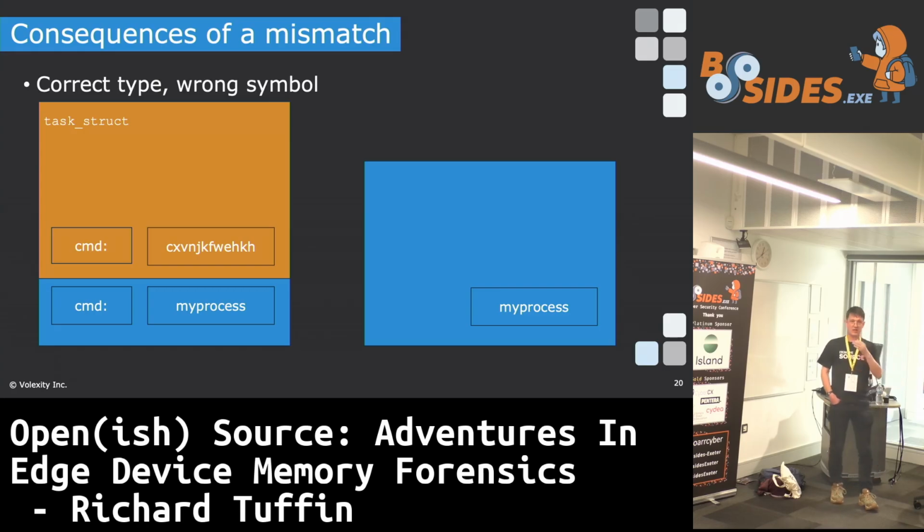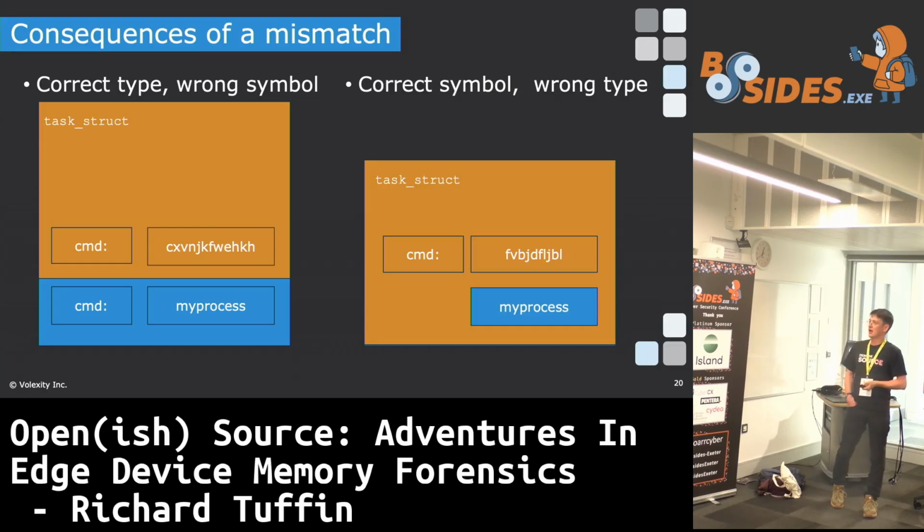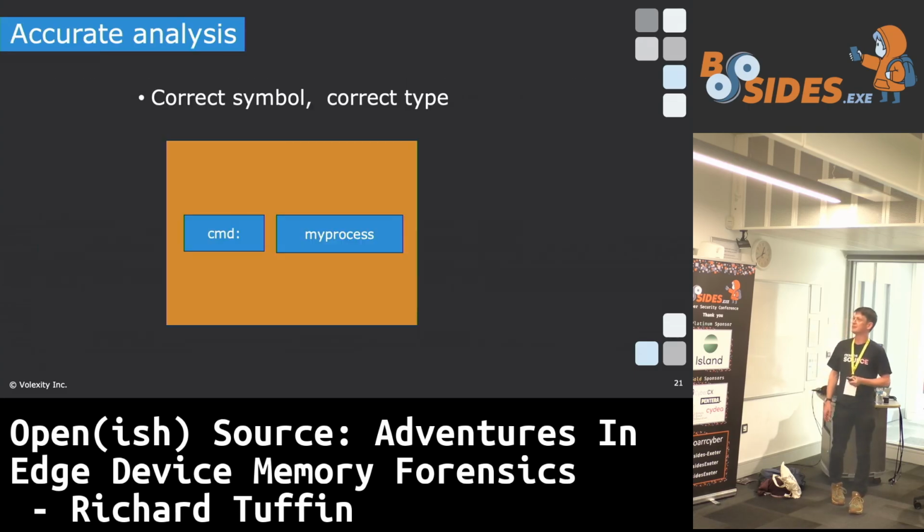So if I have the right structure, I have all the right offsets, it's all in the right place, but the symbol's wrong, then I put that over my memory capture and it's in the wrong place. And I think the process is called some nonsense because I'm just reading the wrong bit of memory. So that's no use. Okay, so I get the right symbol, so I'm in the right place, I found the right init task, but I've got the type wrong. The structure is a different size, there are some extra fields, the fields are in a different order. Again, I get gobbledygook. So I have to get both of those things right.